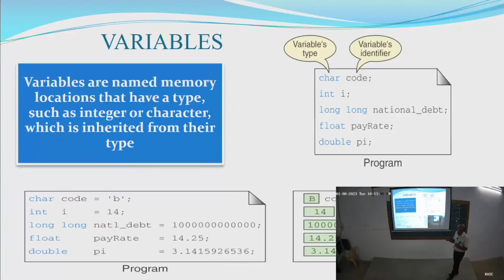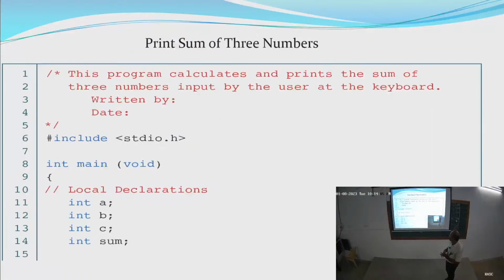Suppose I declare a variable int a, it will allocate 4 bytes of memory space, name that memory location, which also has some address, and store the value in that space. Okay. Suppose I give int i equal to 10, then 10 will be stored in that space. Okay. Next.